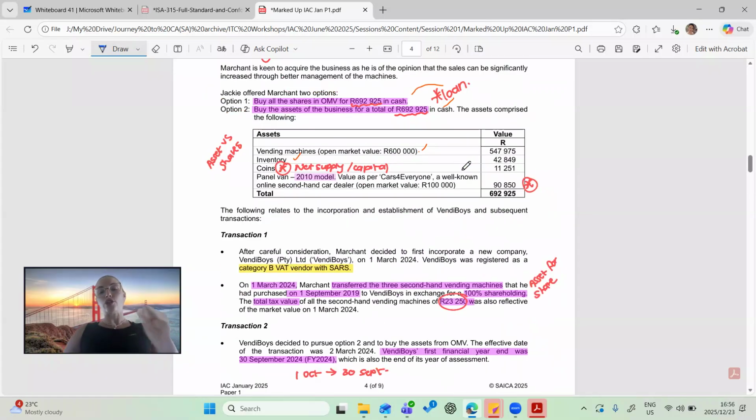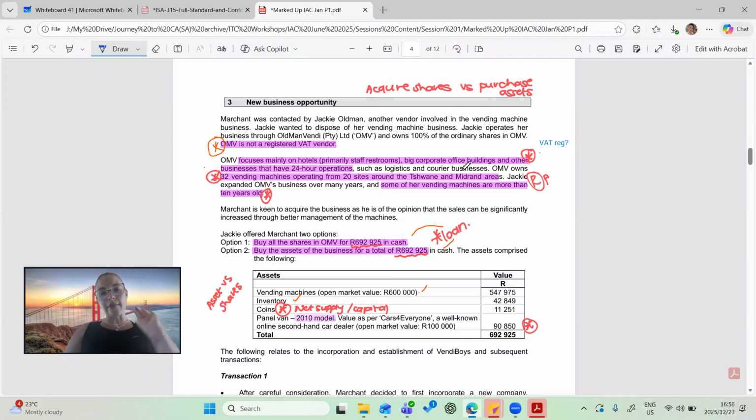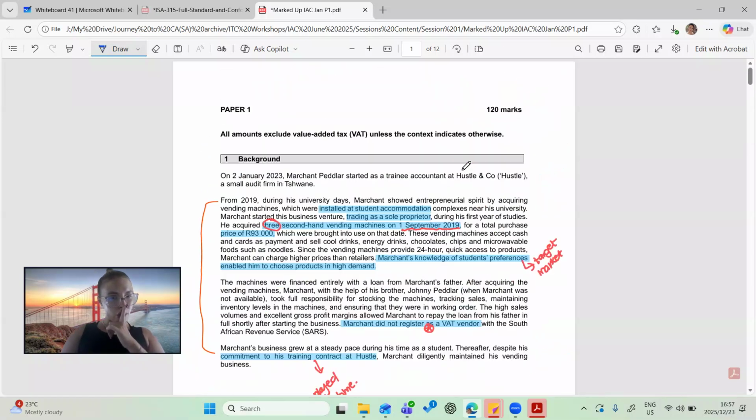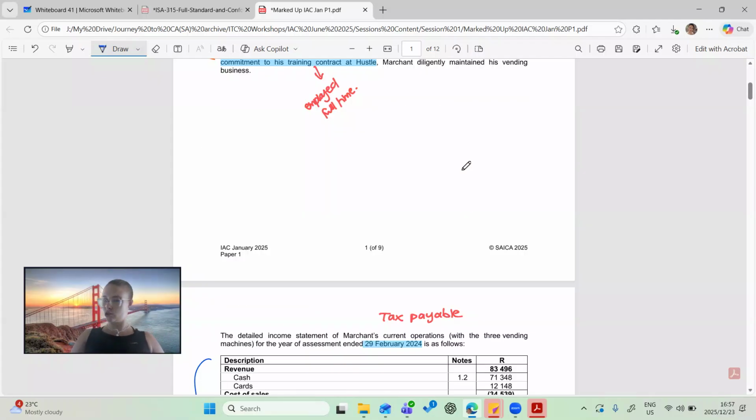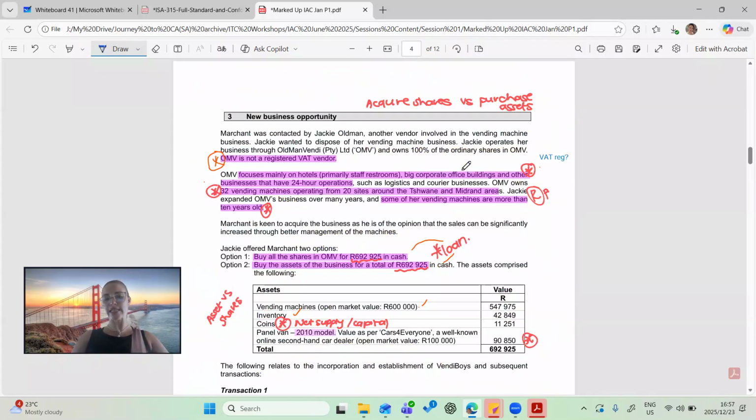Okay, so now I've got these asterisks, and the asterisks are going to help me come up with the strategic risks, the business and financial risks. And it's just, again, a case of plug and play. So I go and look at OMV focuses mainly on hotels, big corporate office buildings, and other businesses. Remember how I said you need to know what they specifically focus on? Well, Marchand only has knowledge of student preferences. So this is a bit of a mismatch here.